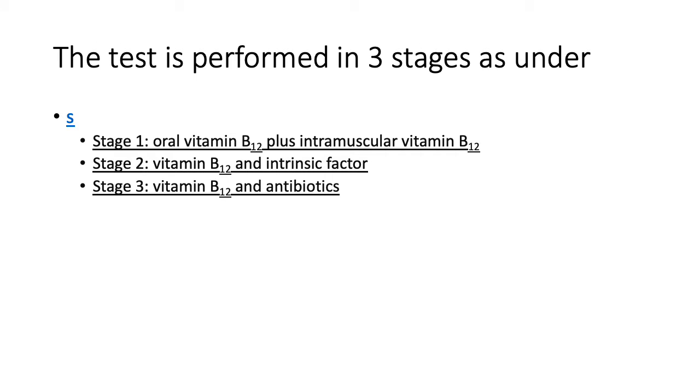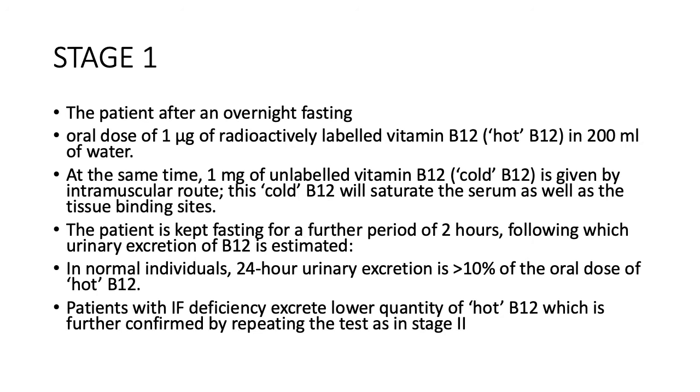Now, this Schilling test is performed in 3 stages. In stage 1, oral vitamin B12 along with intramuscular vitamin B12 is given. In stage 2, vitamin B12 and intrinsic factor is given. In stage 3, vitamin B12 and antibiotics is given. Okay. What happens in stage 1?